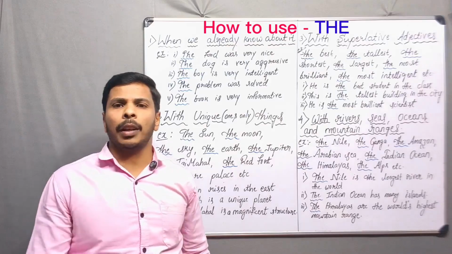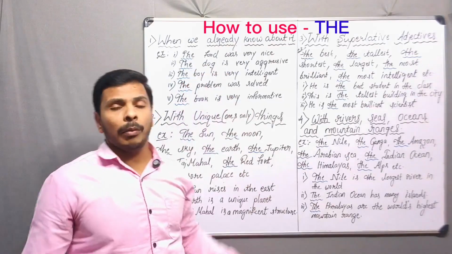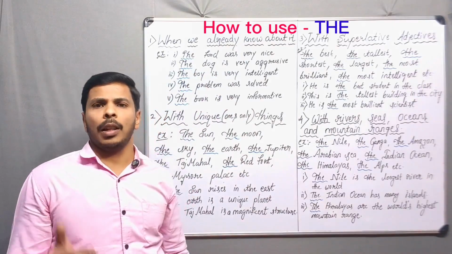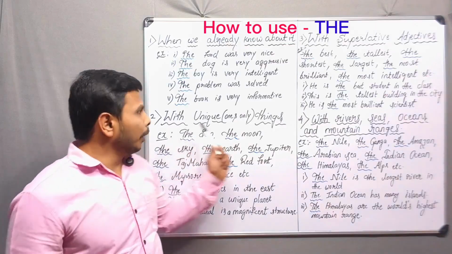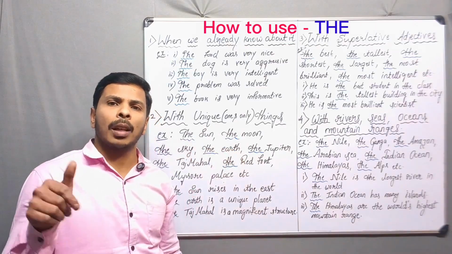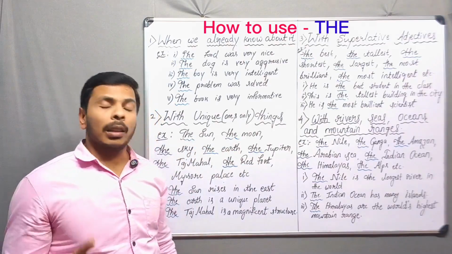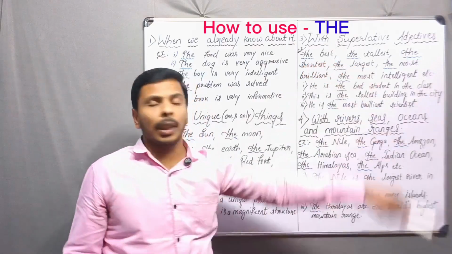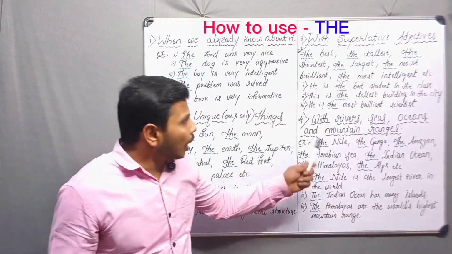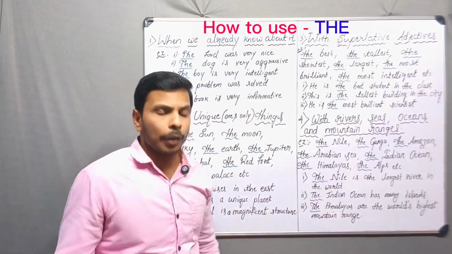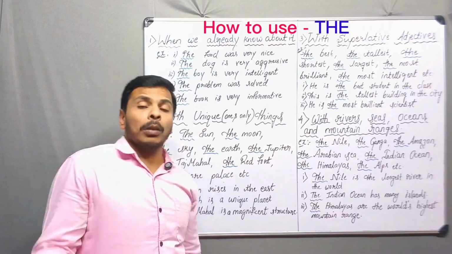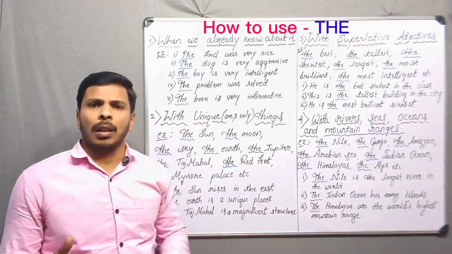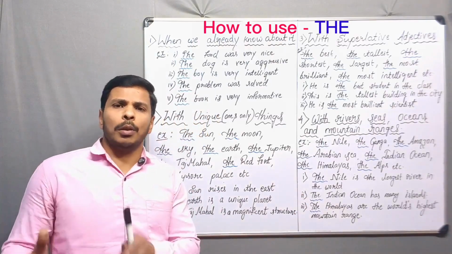So let's take a quick recall. Number one, we use "the" when we are talking about something which we already know very well. Second rule, with unique things, one and only things that exist in the world. When we are talking about those kinds of things, we use "the". And thirdly, with superlative adjectives, we use "the". And with rivers, seas, oceans, and mountain ranges, before those nouns, we use "the". So far we learnt where to use and how to use "the".